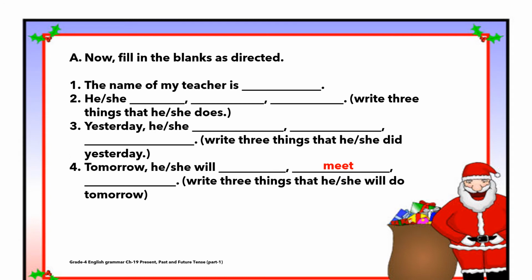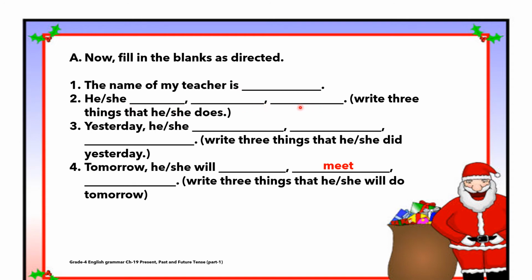Children, see exercise A. Now fill in the blanks as directed. Here, children, you have to write those things which your teacher does and which your teacher did yesterday, and the things which your teacher will do tomorrow. See the first one. The name of my teacher is dash. He or she dash dash dash.